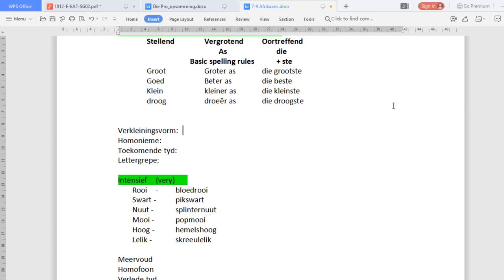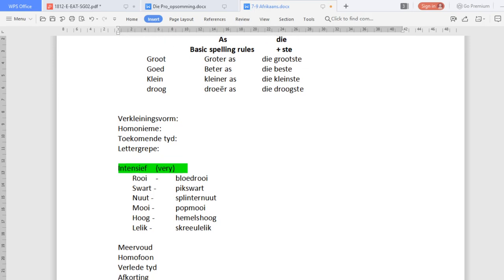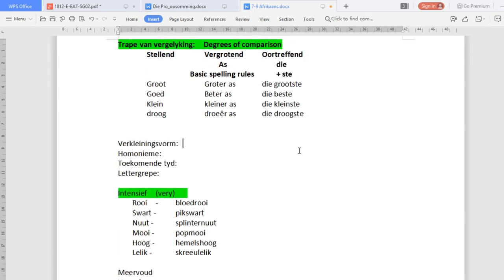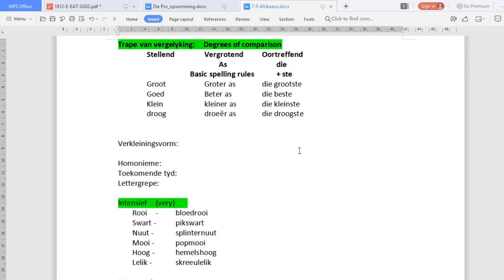Okay, so ons gaan vandag verkleiningsvorme. So verkleiningsvorme is diminutive. It's making something smaller.